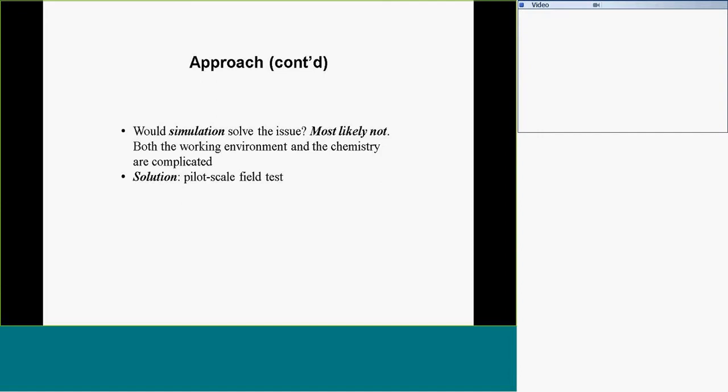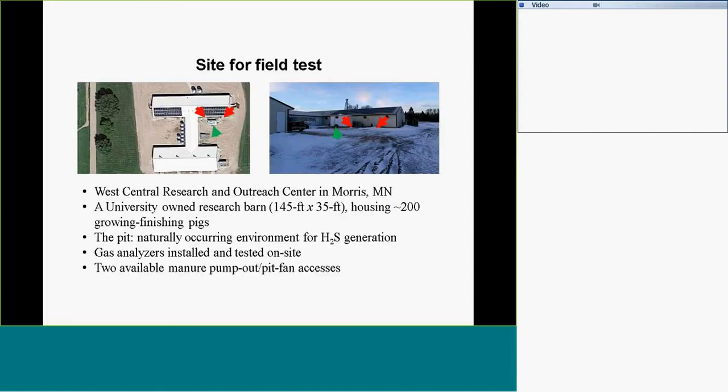So we did a pilot scale field test at the West Central Research and Outreach Center in Morris, which we visited sometime in December. We started sometime in January, and we visited a couple of times in February and March in Minnesota. It was very cold. But eventually we conducted this experiment for 4 months, collected the data, and analyzed the data.